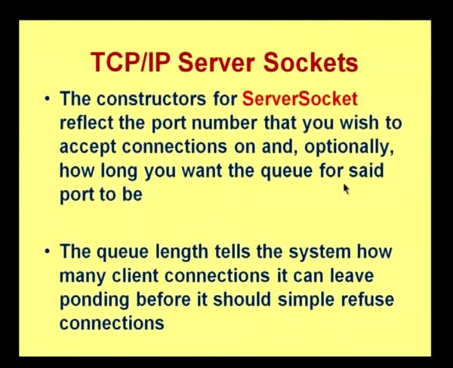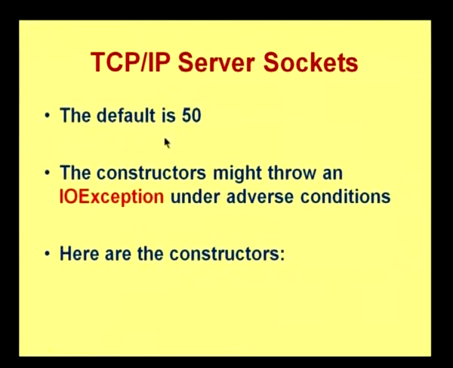At one point of time, it will refuse, provided the number of sockets that are trying to get connected to your server socket is beyond a particular limit. And also server socket is given an input parameter as the port number, where it has to listen and accept the socket connections, as well as sometimes it may also specify how long you want to wait for the queue. That is nothing but our time limit to which it needs to wait. So the default queue length is 50. The constructor might throw an IO exception under adverse conditions.